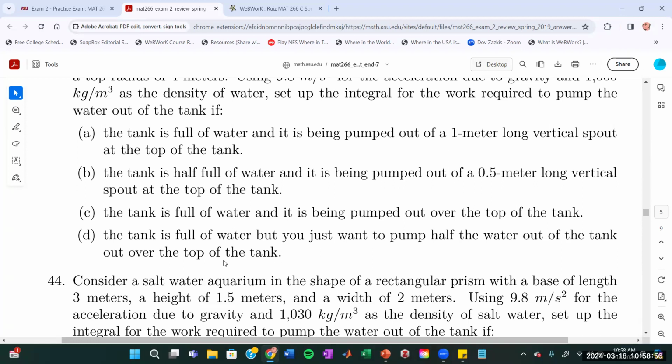Okay, so you're trying to move all this stuff to the spout, right? Does your displacement of X make sense? How far is this water going to have to go? 1 meter? That equals X. How far is this water going to have to go? 21? Yeah, I think this works.